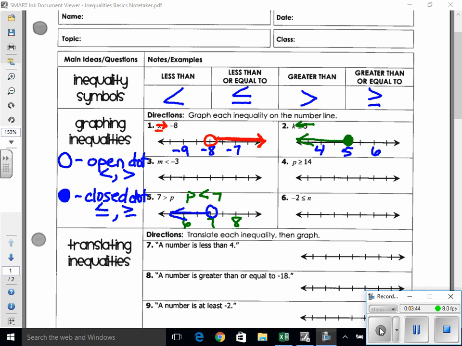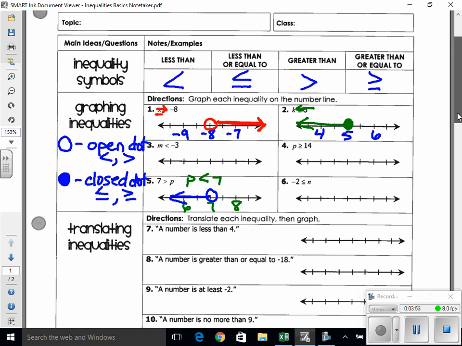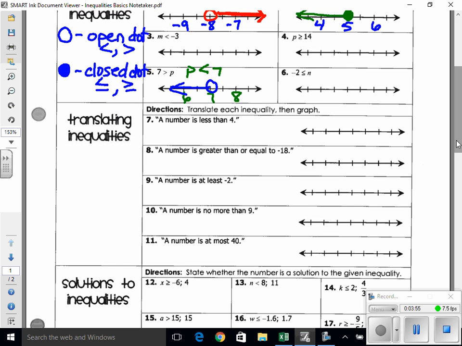Okay, and there's what the graph would look like. Do not use the trick about which way the sign is pointing, because the variable was not on the left first. All right, when you go to the next section, we're talking about translating words into symbols, and then we're going to graph them after we translate them. So looking at number 8, a number is greater than or equal to -18.